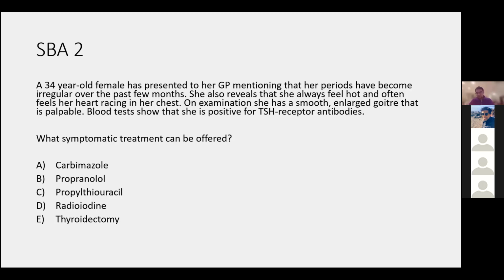So this patient clearly has features of hyperthyroidism, and the fact that she has TSH receptor antibodies and the smooth enlarged goiter point to this being Graves' disease as the most likely diagnosis. So you want to treat her for hyperthyroidism, specifically Graves' disease. But the key here is the question is asking for symptomatic treatment. So propranolol would be the most appropriate answer in this case, because propranolol would immediately manage her symptoms, particularly the tachycardia.